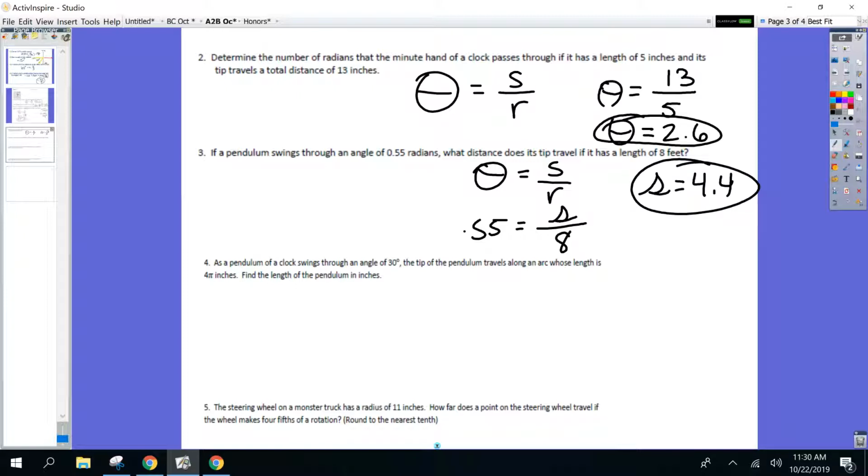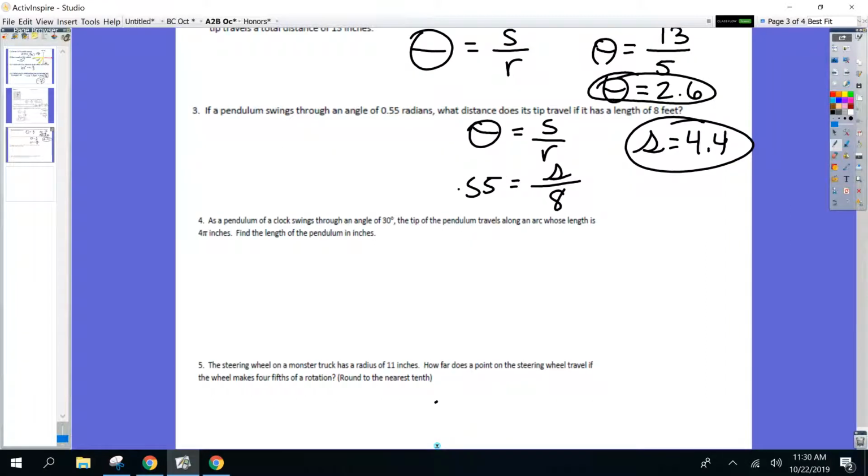Hey, that's been pretty easy so far, right? Until we get to number 4. Oh, what's the big deal, right? It's just another pendulum. It's swinging an angle of 30 degrees. The tip travels along a length of 4 pi. Find the length of the pendulum in inches. All right, no big deal.